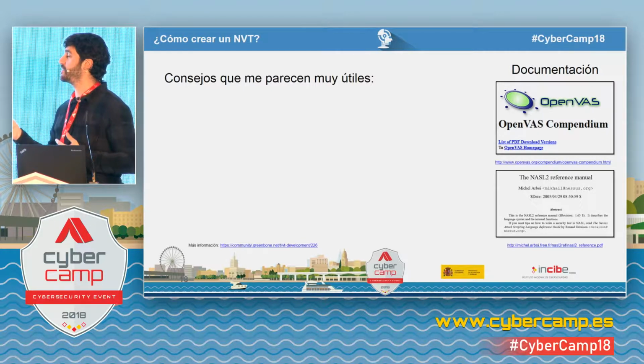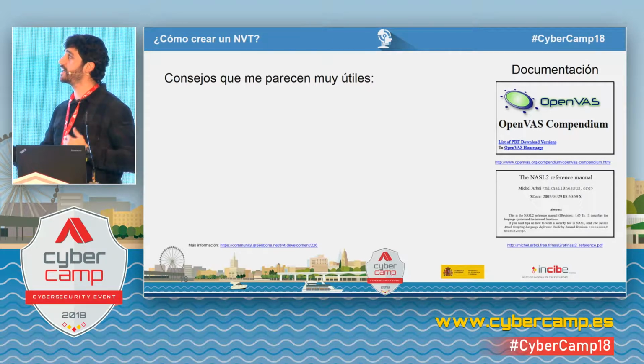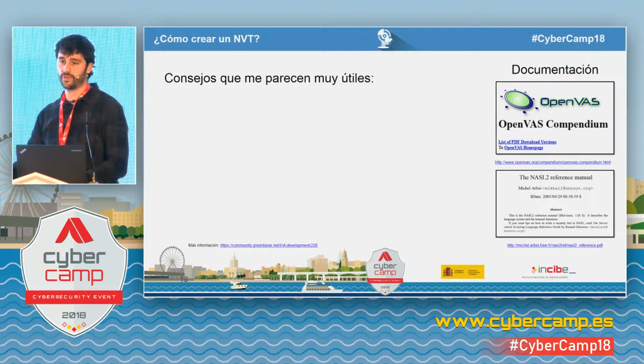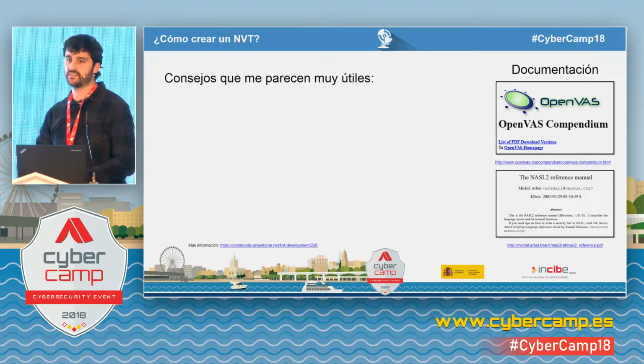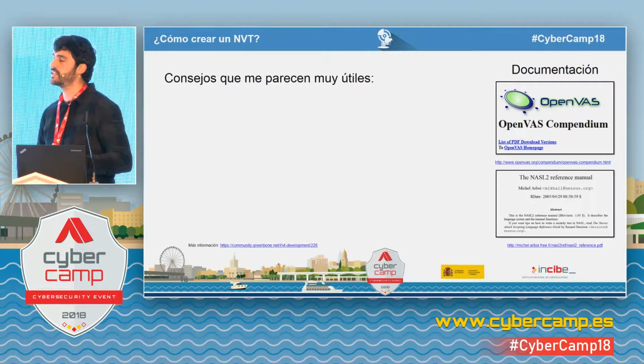Now, documentation. Where can you find documentation and information to develop NVTs? So we have the OpenVAS, then also the NASL reference manual, where you can check all the loops, all the structures, all the languages.